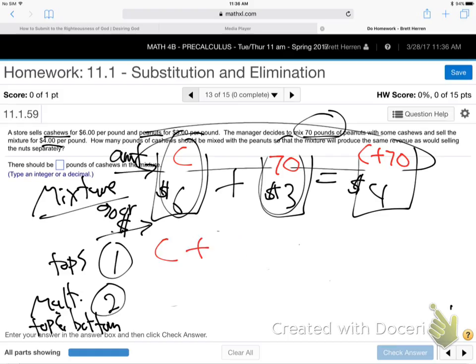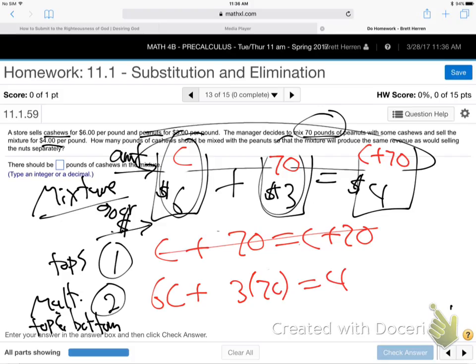So that top equation is meaningless. I mean, it's true, but it's not going to do anything for me. Does everybody see that top equation? C plus 70 is C plus 70. This just in, shocking result. Obviously, that equation can be skipped. It's already there. And the second equation is 6 times C plus 3 times 70 equals 4 times (C plus 70). The whole answer will come out of the second equation. See the second equation? It has only one letter. So this is actually easier.